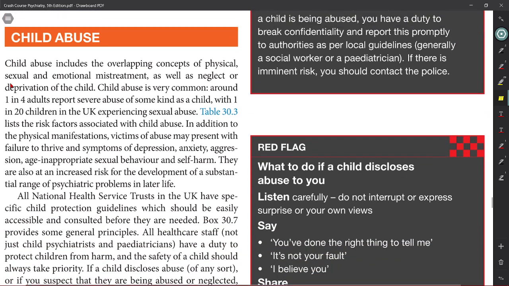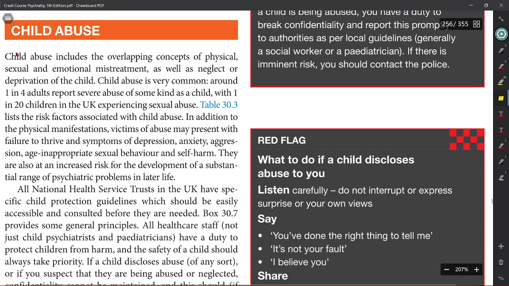Child abuse. Child abuse includes the overlapping concepts of physical, sexual, and emotional mistreatment, as well as neglect or deprivation of the child. Child abuse is very common. Around 1 in 4 adults report severe abuse of some kind as a child, with 1 in 20 children in the UK experiencing sexual abuse.